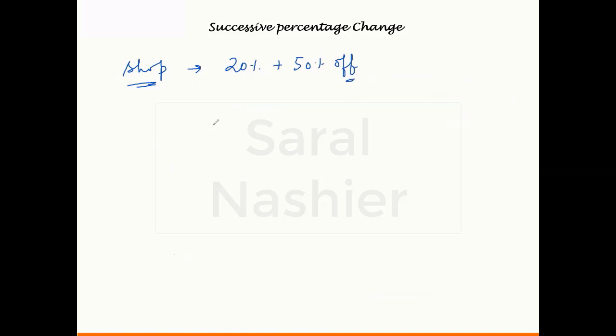Now what does that mean? Can we also use successive percentage change here? The answer is yes, because this too is a case of successive percentage change. Let's call this A, let's call this B. Use the formula, but write A as minus 20. Keep this in mind, that you have to write A as minus 20.